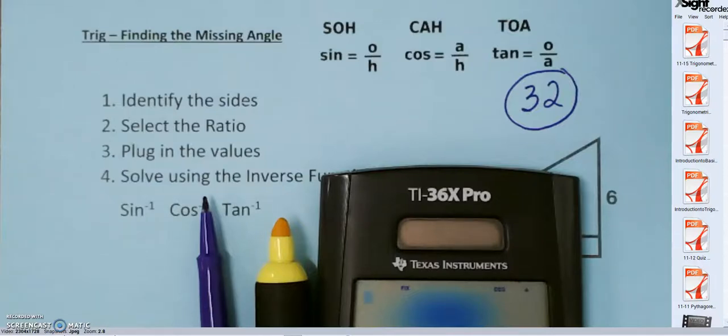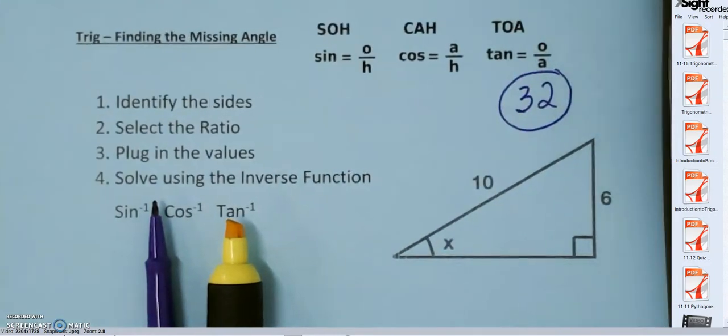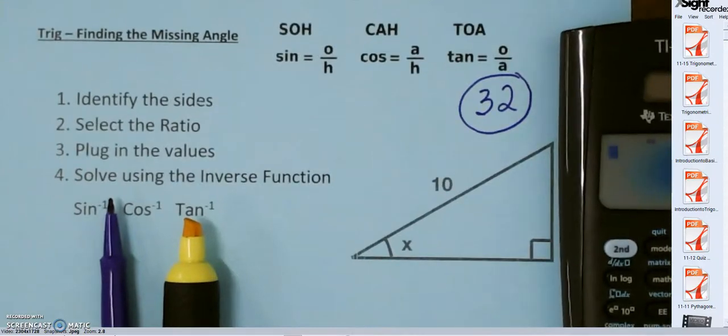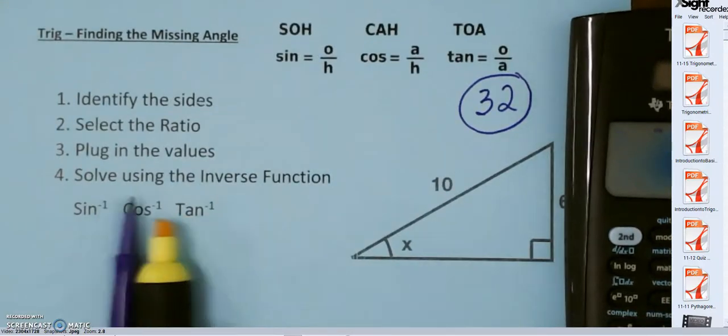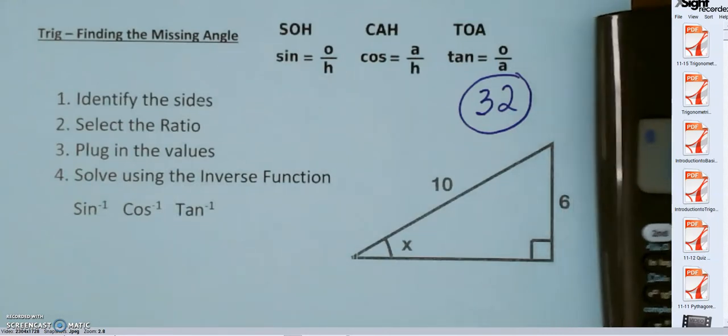So in this lesson, we're going to be using trig to figure out how to find the missing angle of a right triangle. We're going to go through very similar steps that we did in the lesson about finding the missing side, only it's the last step that's going to be different. Okay, so step number one, identify what sides you have.